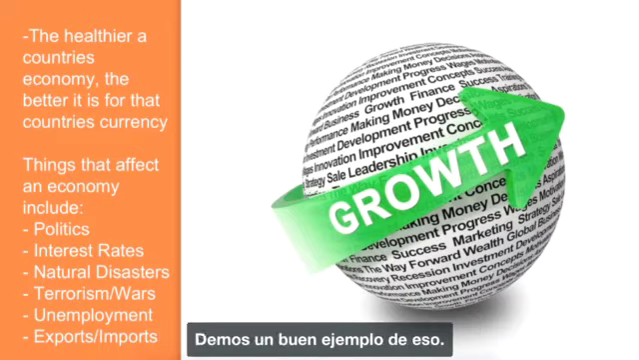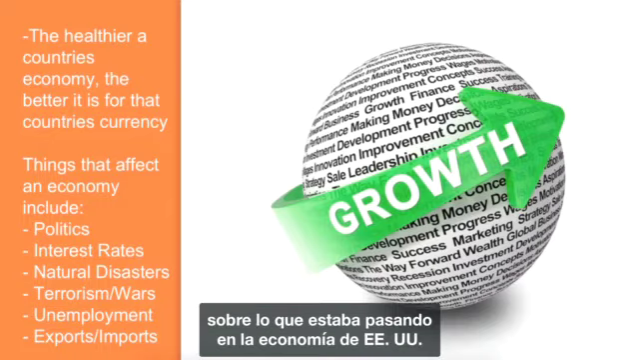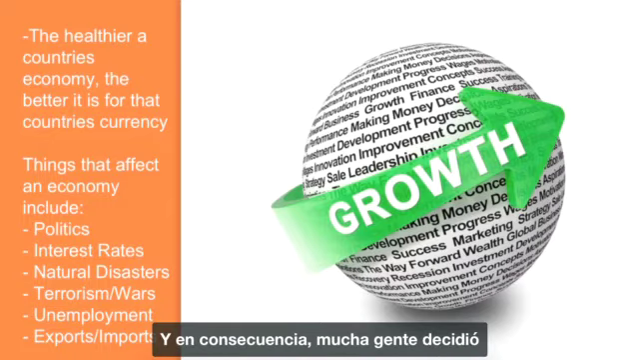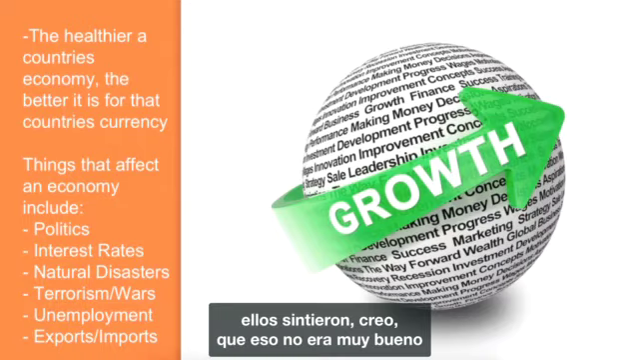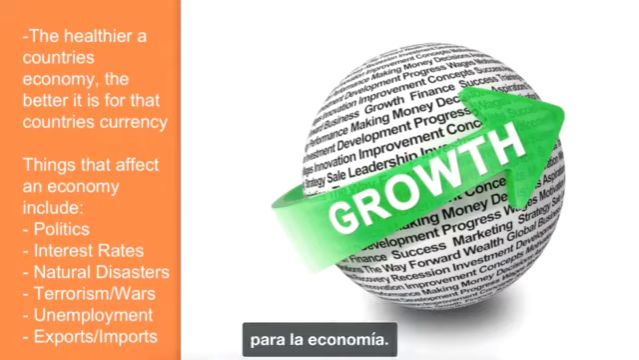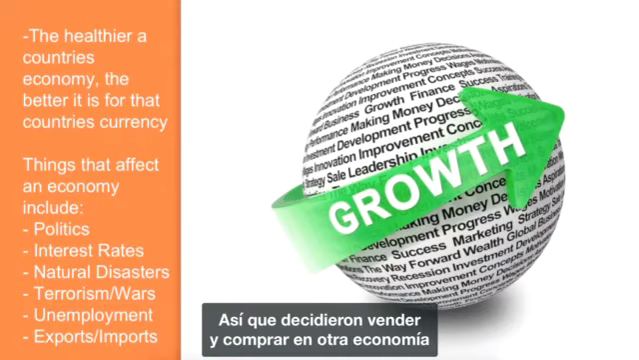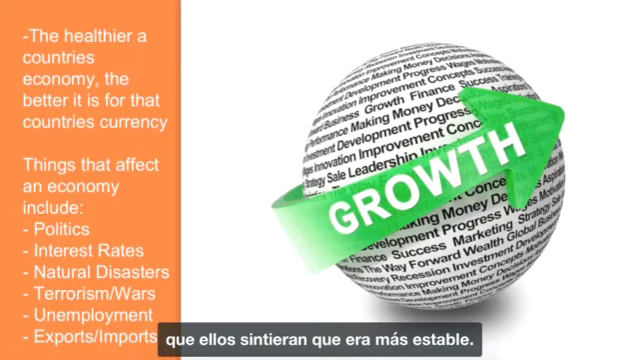Let's give a good example of that. So, for instance, around the world, when the election in the U.S. was happening, everybody was watching. We watched the Obama administration end and the Trump administration begin. And all around the world, everyone felt some kind of way about what was happening in the U.S. economy. As a result, a lot of people decided to sell the U.S. dollar because at that moment they felt like that wasn't very good for the economy. So they decided to sell and buy into another economy that they felt was more stable.